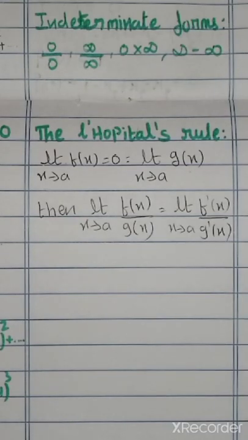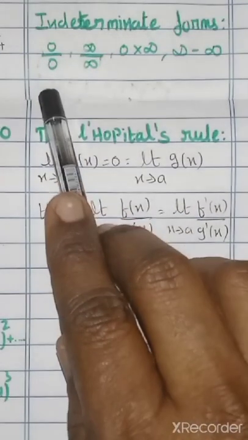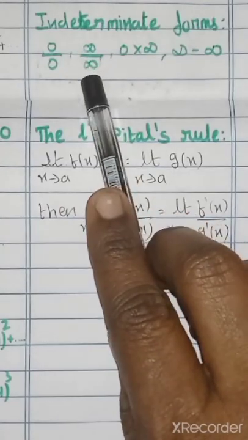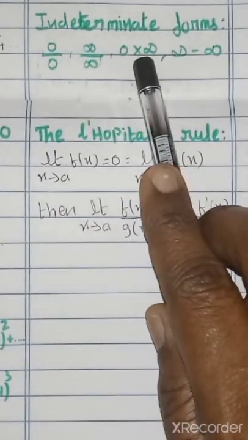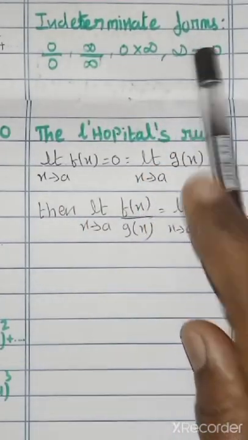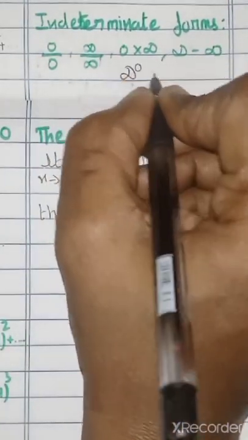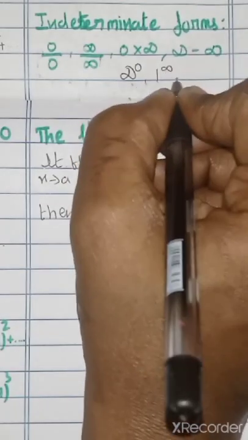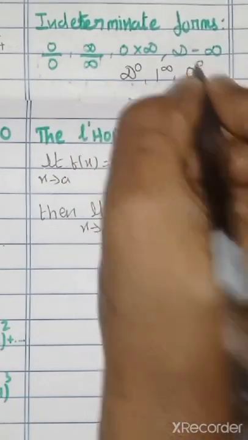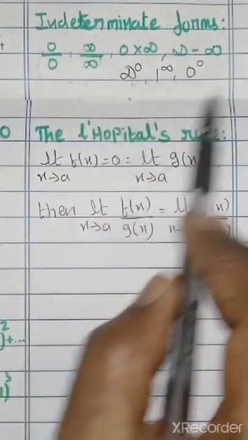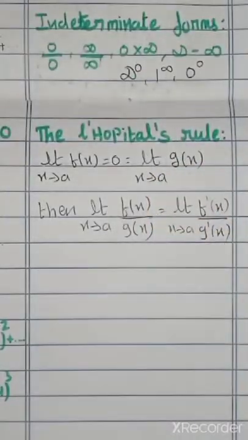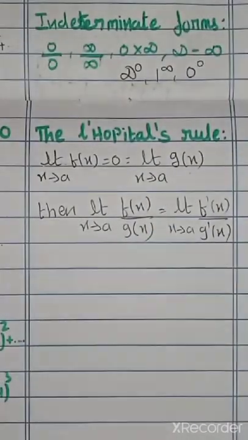Next we are going to see indeterminate forms. So what is this indeterminate form? 0 by 0, infinity by infinity, 0 into infinity, infinity minus infinity, or infinity power 0, or 1 power infinity, or 0 power 0. This is all called indeterminate form. That is, we can't find out the answer.